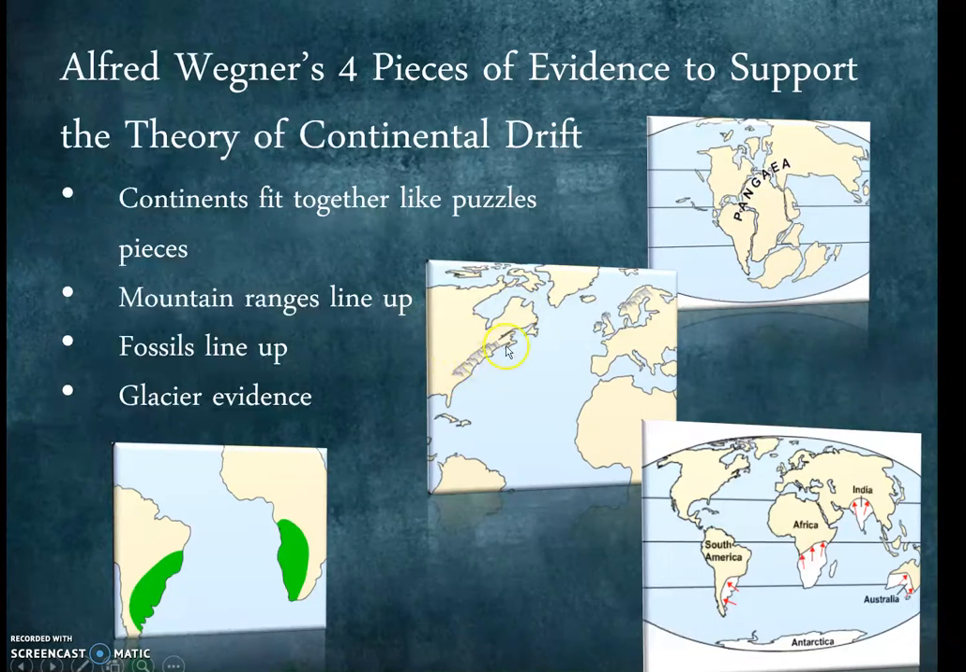Next, he saw ancient mountain ranges lined up, such as the Appalachian Mountains in North America line up with the mountain ranges throughout England and Scandinavia. Next, he saw fossils lined up. Fossils of animals that couldn't swim were found on opposite sides of the ocean, again, such as on the coasts of South America and Africa. And finally, glacier evidence. Places that are today near the equator and hot, such as India and Africa, have evidence of ancient glaciers. That tells us that they must have moved from their current location.